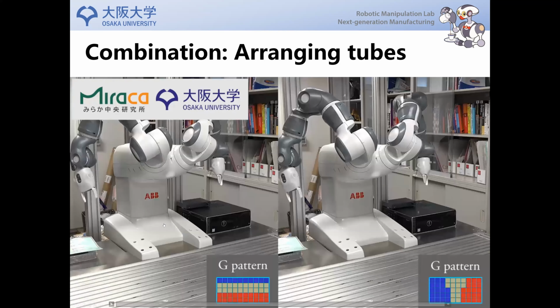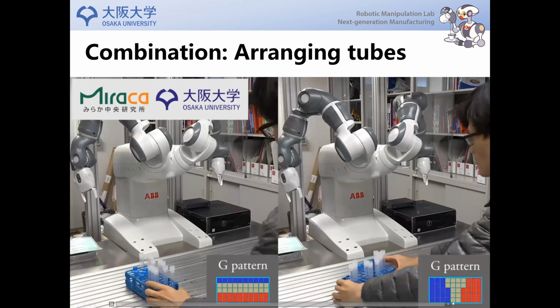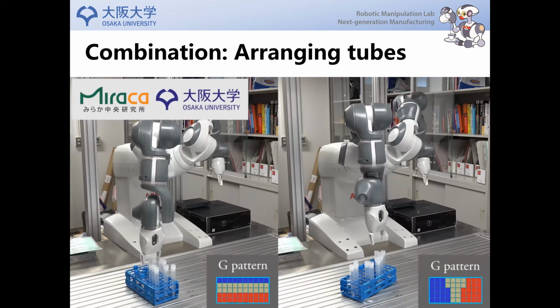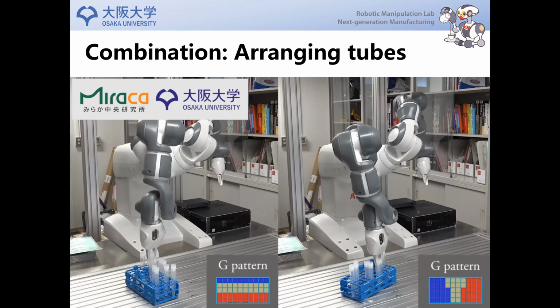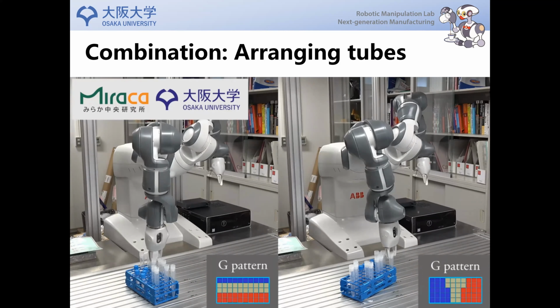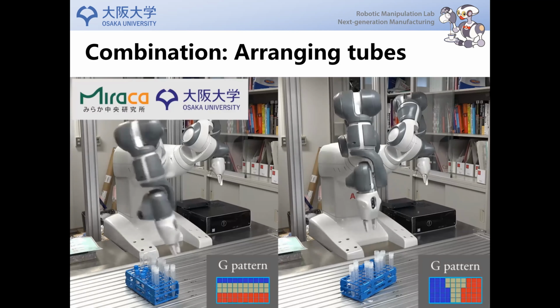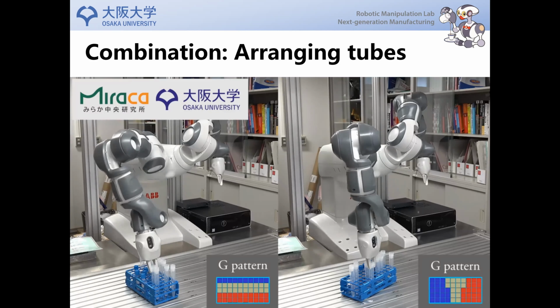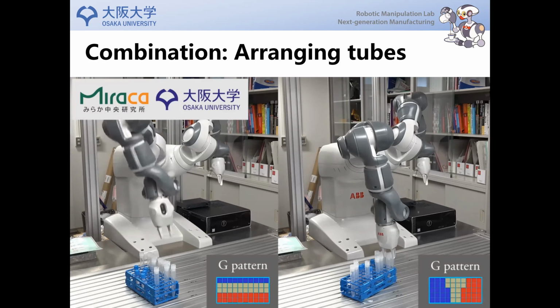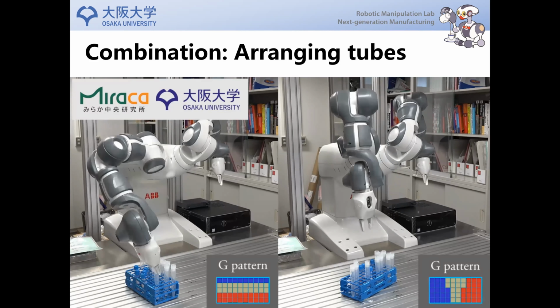And also, thanks to the human demonstration, we can set different goal patterns. For example, in the left part, we ask the robot to arrange the small tubes to the blue area, and the long tubes to the red area. And in the right part, we ask the robot to separate them into two different sections, left and right sections of the tube rack.